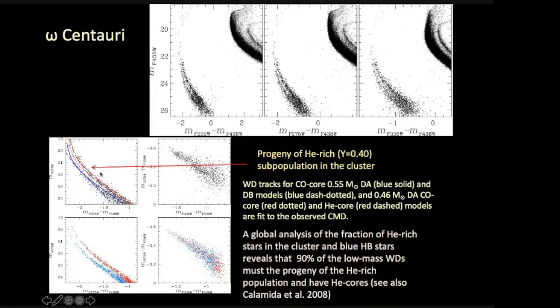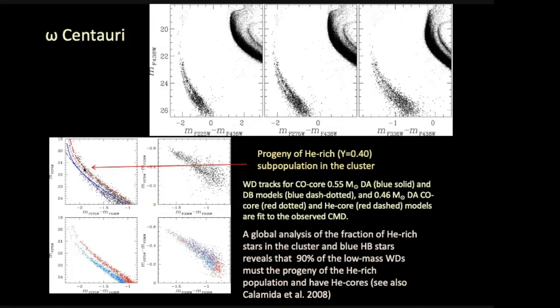And the interesting point is that the split is matched by two different white dwarf masses. This sequence here will be the standard one with a 0.55 solar mass white dwarf, what you expect at these luminosities. For the other one, you need something around a 0.46 solar mass white dwarf. At 0.46 solar masses, you can try either a carbon-oxygen core or a helium core. The location is the same.